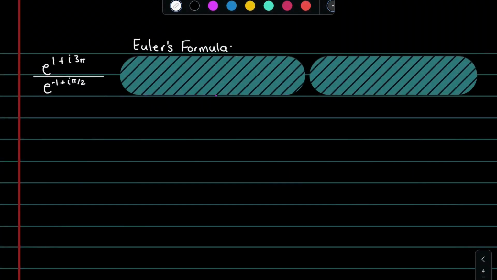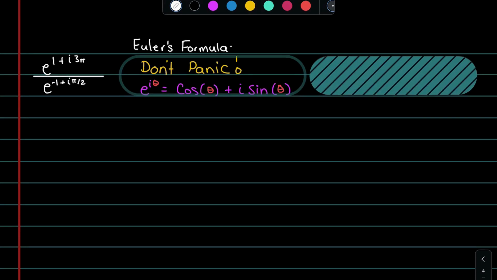Today we're going to take a step back from calculus and check out some complex analysis. In this problem, we have e to the 1 plus i3pi over e to the negative 1 plus i pi over 2. Using Euler's formula, we know that e to the imaginary anything, right? This is just a blob.